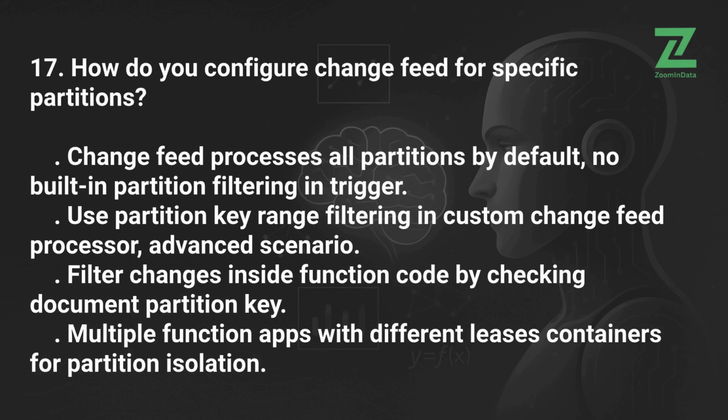17. How do you configure change feed for specific partitions? Change feed processes all partitions by default. No built-in partition filtering in trigger. Use partition key range filtering in a custom change feed processor. Advanced scenario: filter changes inside function code by checking the document partition key. Multiple function apps with different leases containers for partition isolation.